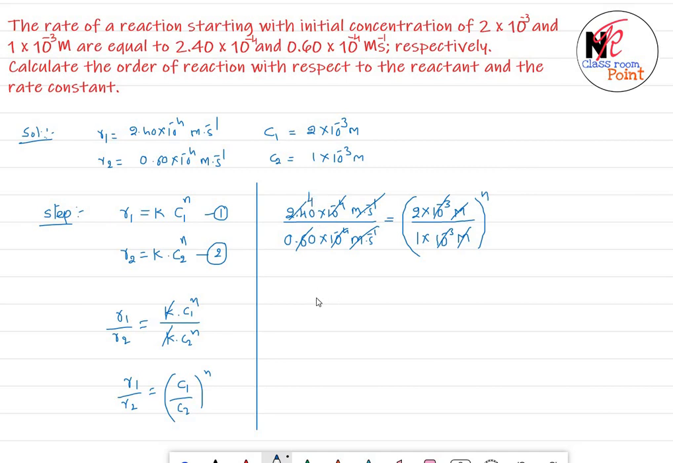So we can write 4 equals 2 power n. This 4 can be written as 2 square, that equals 2 power n. When the base is the same, we can equate the powers. So the order n is equal to 2. This means the reaction is a second order reaction.